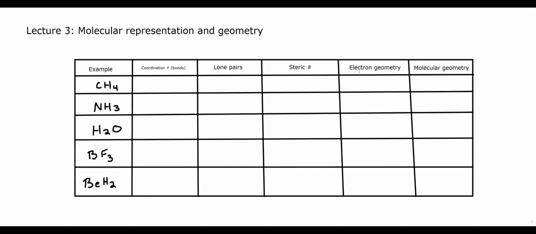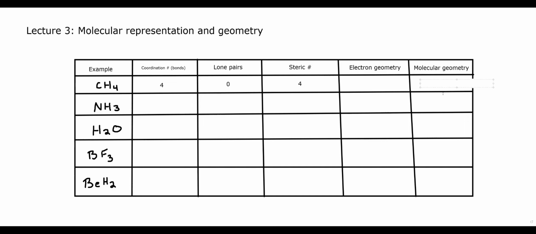This is something you may see on your exam. It's not seen all the time, but we should be aware of what electron geometry means. I'll explain that once we get there. So let's start at the top here with CH4, methane. The coordination number, or the number of bonds, is 4. The number of lone pairs, 0. The sum of these two numbers is the steric number, which is 4.